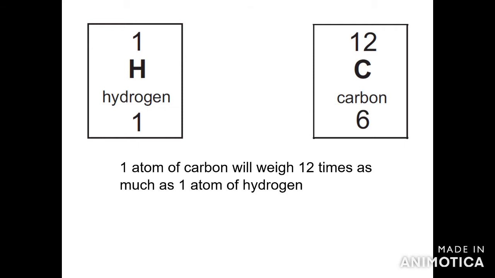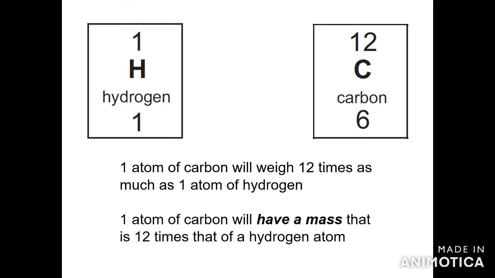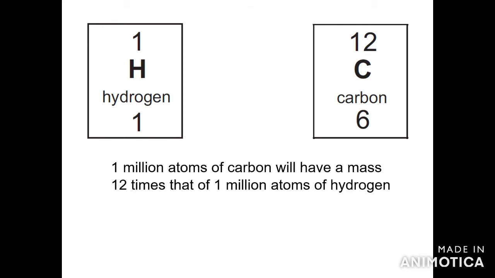Just pause there to let that sink in. The mass of an atom of hydrogen is 1. The mass of an atom of carbon is 12. So relatively speaking, hydrogen is much lighter than carbon, 12 times lighter, a 12th of the mass. So, using our word mass, 1 atom of carbon will have a mass that is 12 times that of a hydrogen atom.